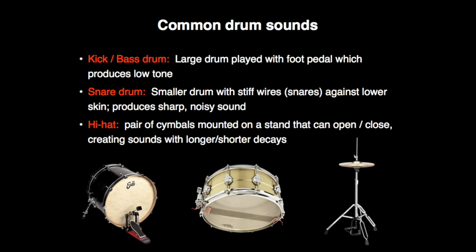And then lastly, there's a hi-hat. A hi-hat is a pair of cymbals mounted on a stand, and there's also a pedal that controls this and allows these cymbals to open and close, creating sounds with longer and shorter decays. If the hi-hat is closed, the cymbals are pressed up against each other, and there's virtually no decay. You get a very, very short sound, and as the cymbals are pulled further and further apart, as the hi-hat opens, there's a longer and longer decay, a longer resonance, as these cymbals are allowed to have a little more space to vibrate.